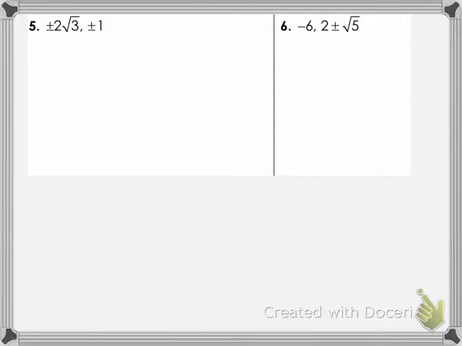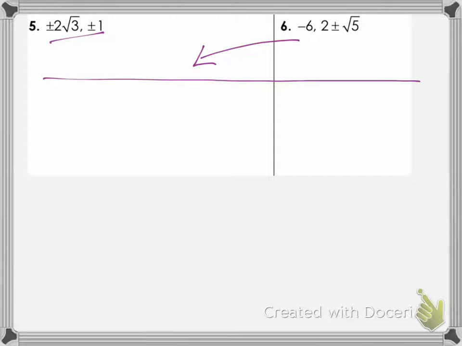Let's see. I want to do number 6, because number 5's like the one we just did. I want to do number 6, so I'm going to draw a line and do the whole thing. Let's do the factors. It would be x plus 6. And now, this is 2 plus the square root of 5 I have to do. And then I have to do 2 minus the square root of 5, right?